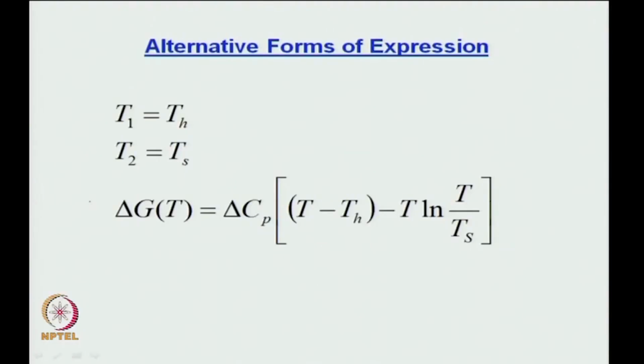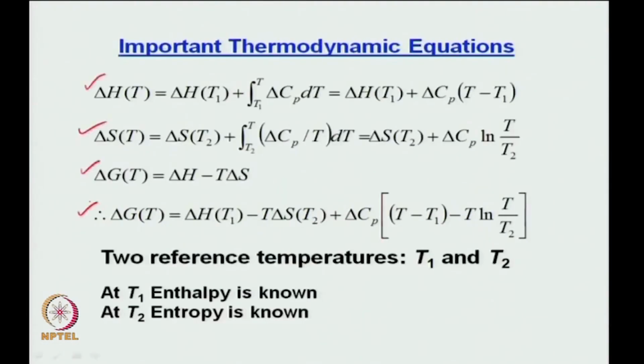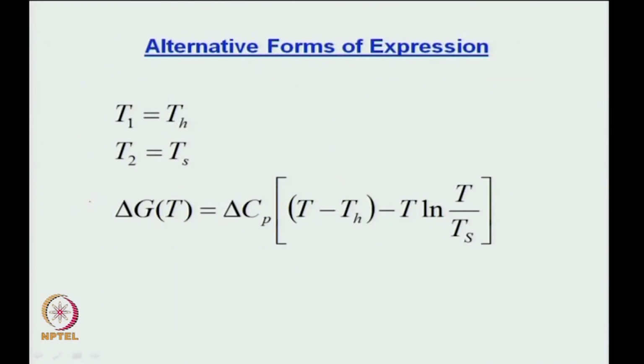So, these are the alternative forms. The expression you have here is the most general form. You do not know what T1 and T2 are, but you have just derived it. You go to the next one. Now, you see, let T1 equal Th and T2 equal Ts. This is the most simple, right? If T1 is equal to Th, then what happens to delta H0?